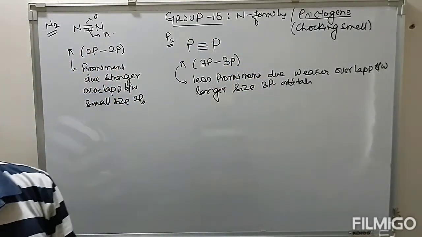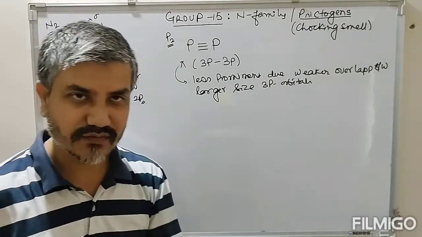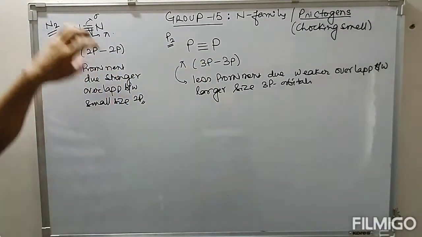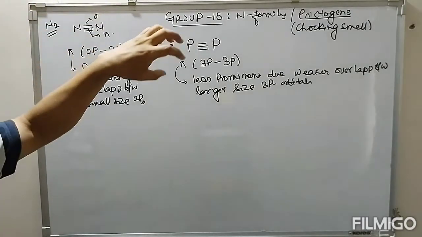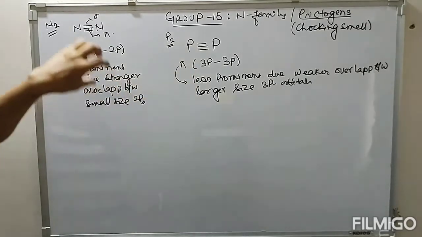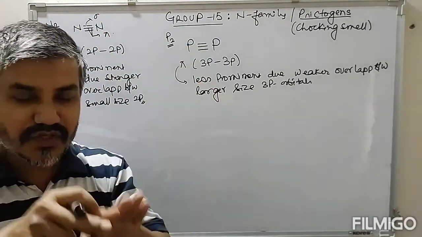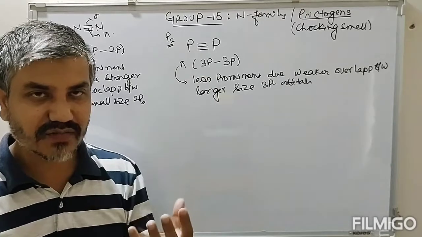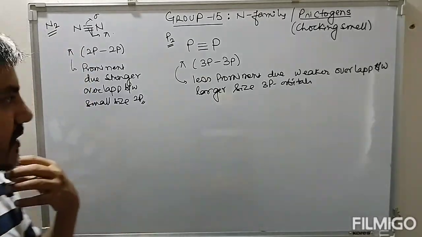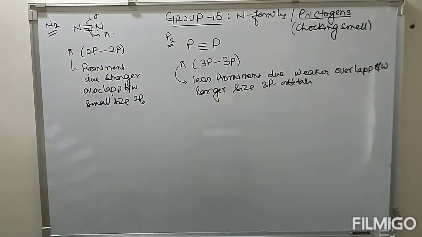So P2 cannot exist. If P2 cannot exist, then arsenic, antimony and bismuth cannot form pi bonds either. The only pi bond that is formed is in the case of nitrogen. The reason is nitrogen being the smallest in size, the size of the 2p orbital is also small, and the overlap between 2p orbitals is maximum. So pi bond formation is very strong or prominent in the case of nitrogen.